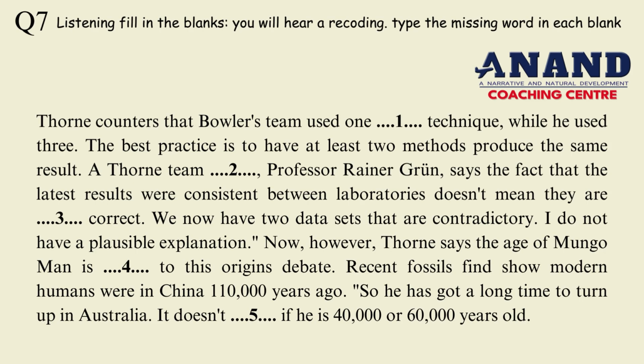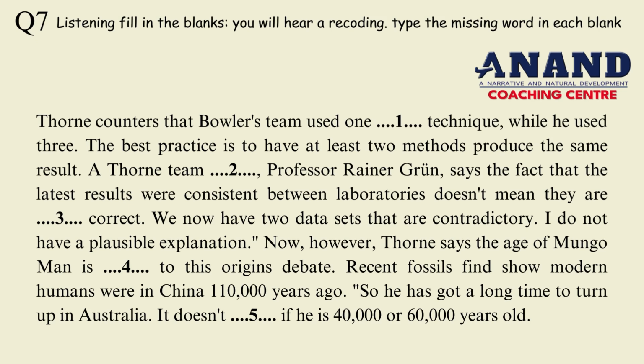Thorne counters that Bowler's team used one dating technique, while he used 3. The best practice is to have at least 2 methods produce the same result. A Thorne team member, Professor Rainer Grun, says the fact that the latest results were consistent between laboratories doesn't mean they are absolutely correct. We now have 2 data sets that are contradictory. I do not have a plausible explanation.